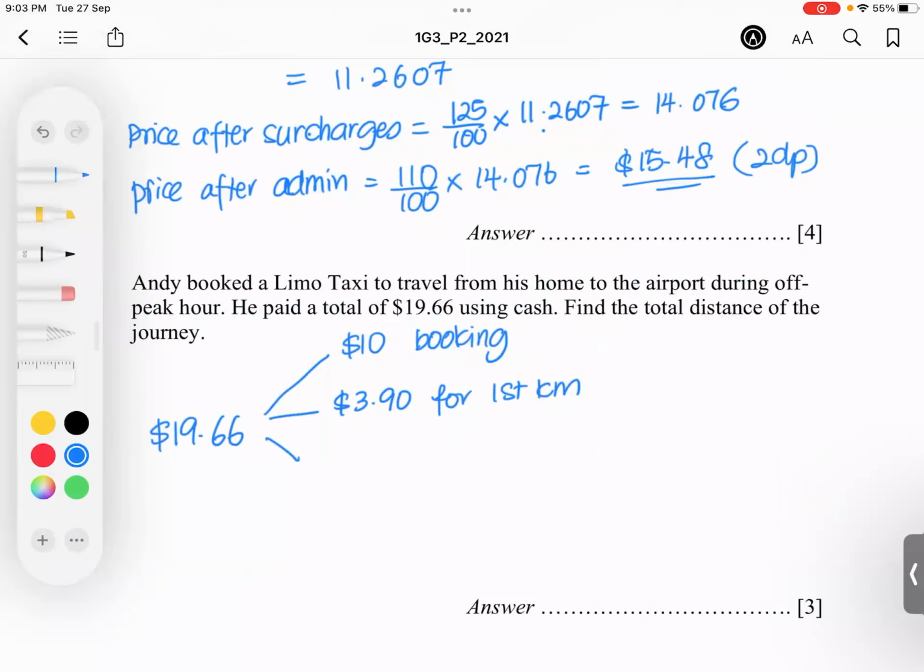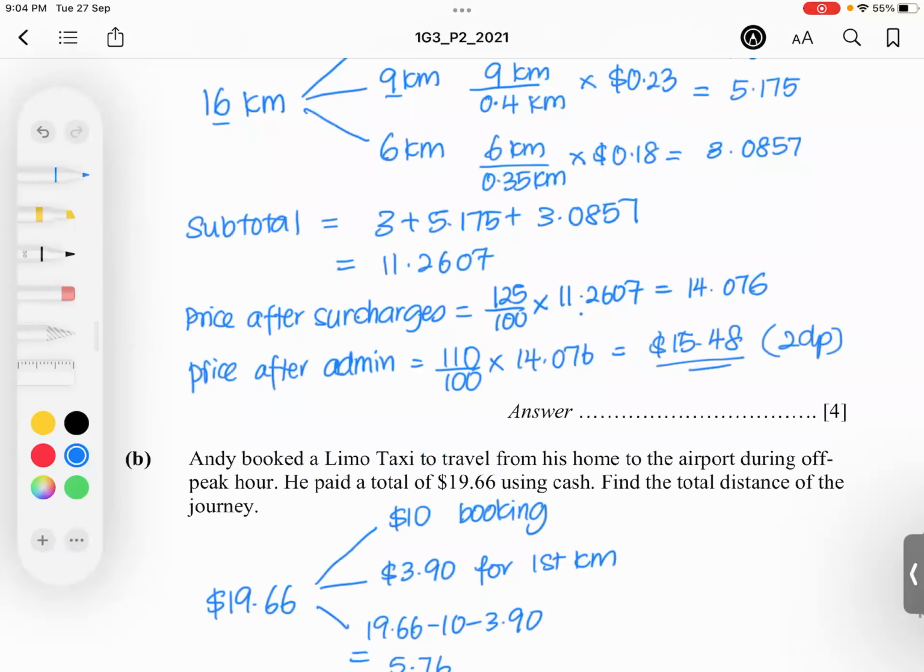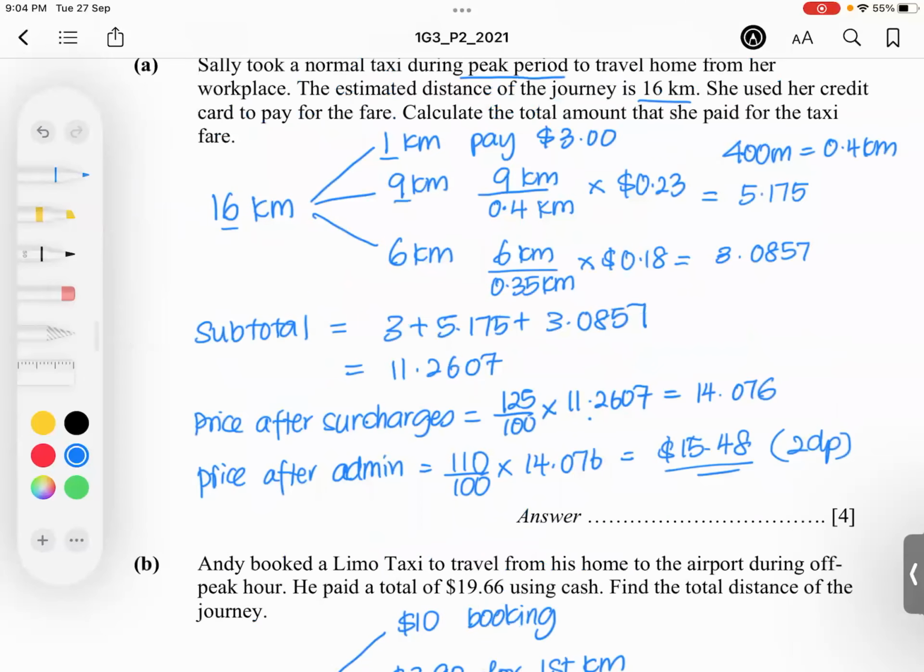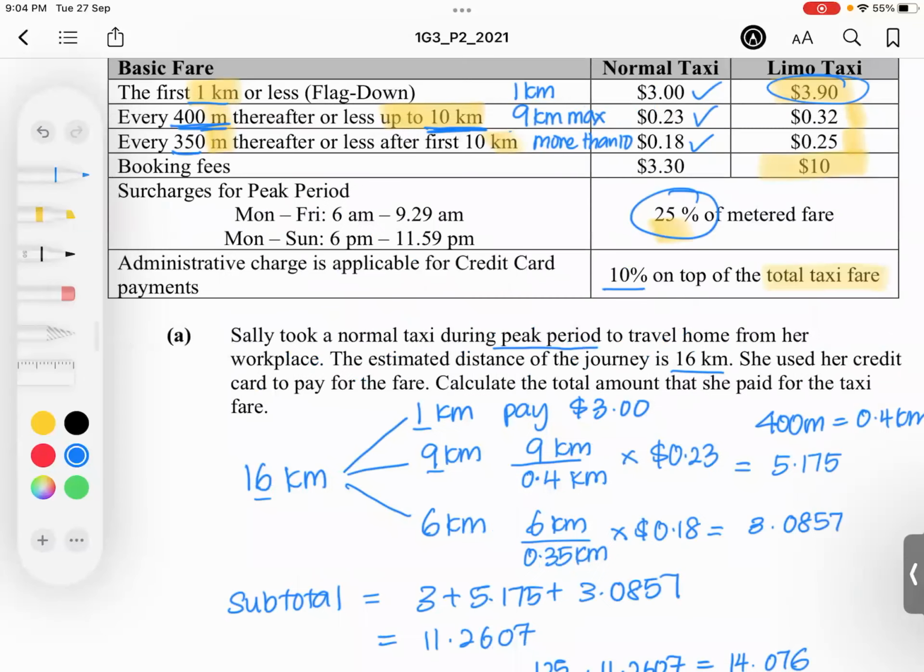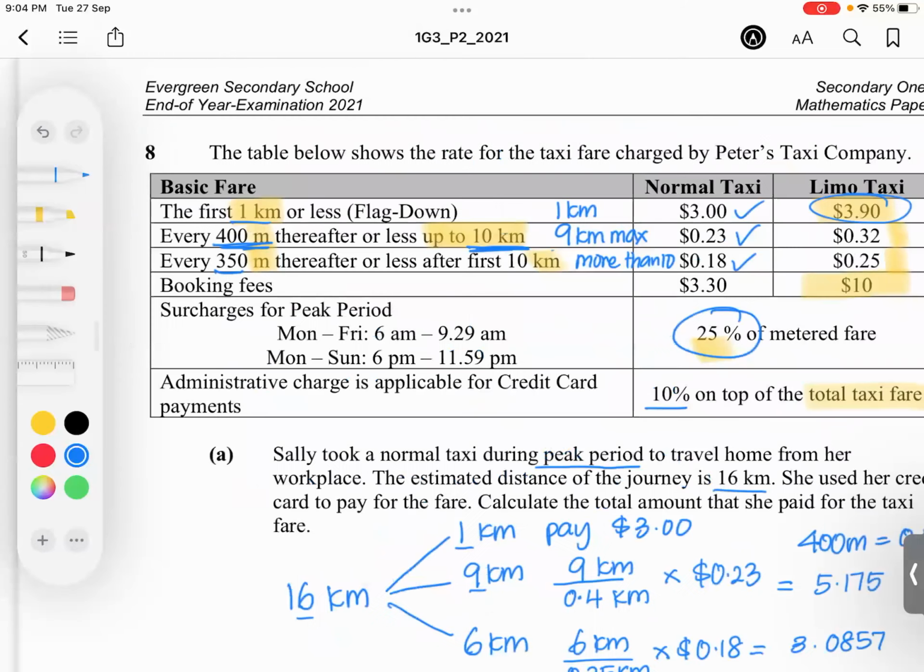What is my remaining amount? I take $19.66 minus 10 minus $3.90. I'm left with the number $5.76. Then my question is, how do I know how much do I pay, or whether did it exceed the 10 kilometers or did not exceed the 10 kilometer? Something I need to check on my own.